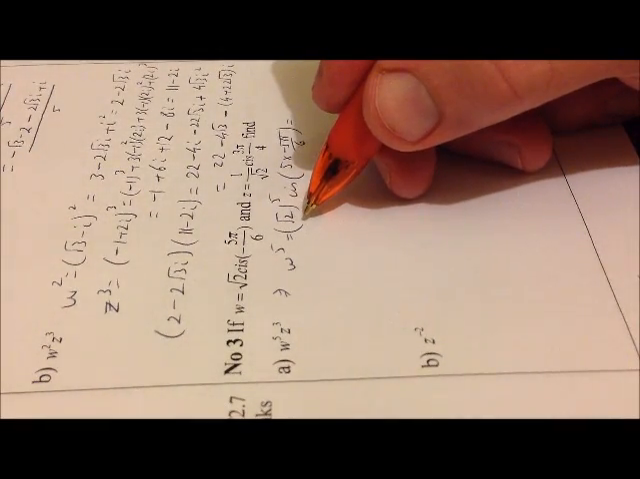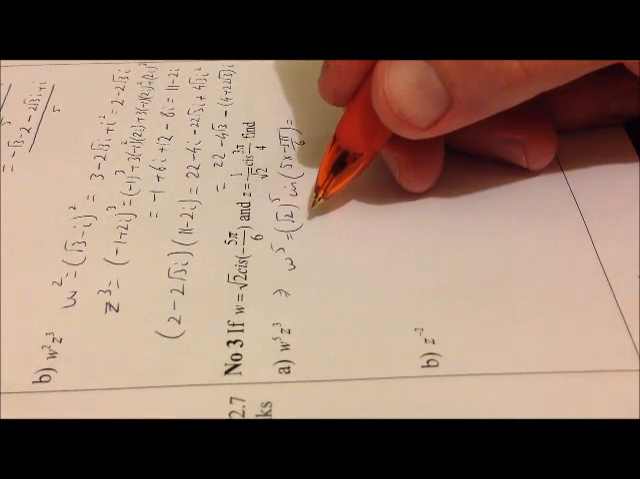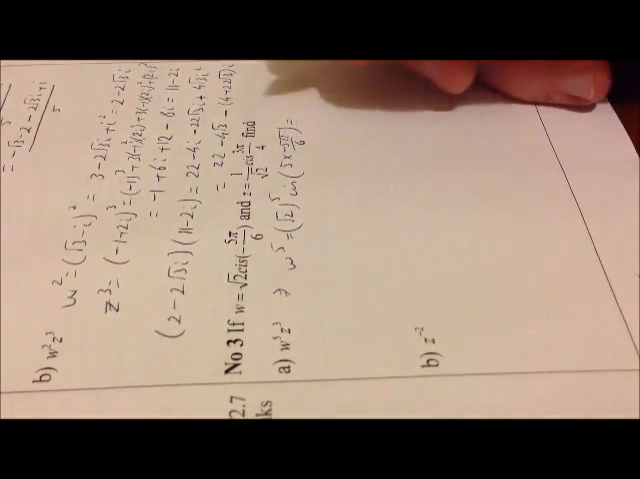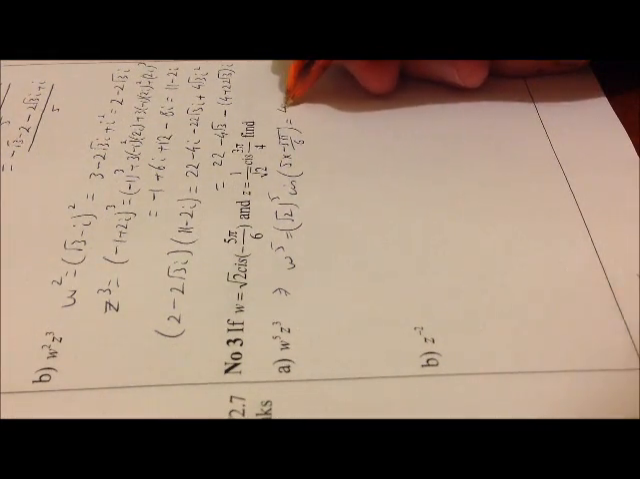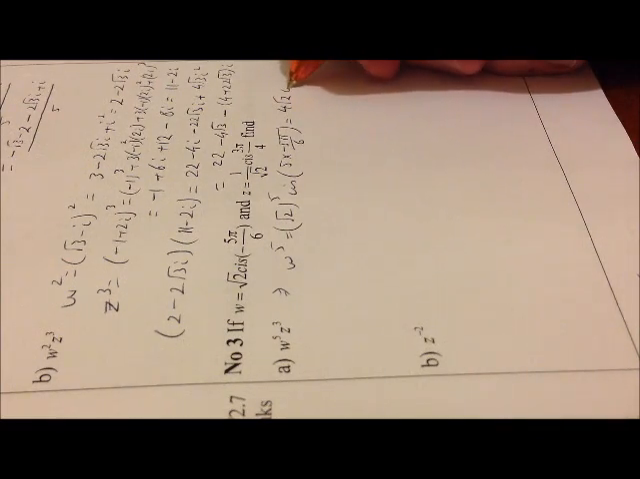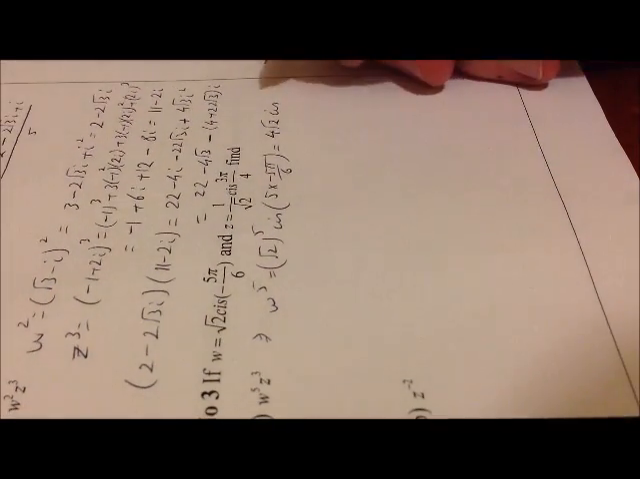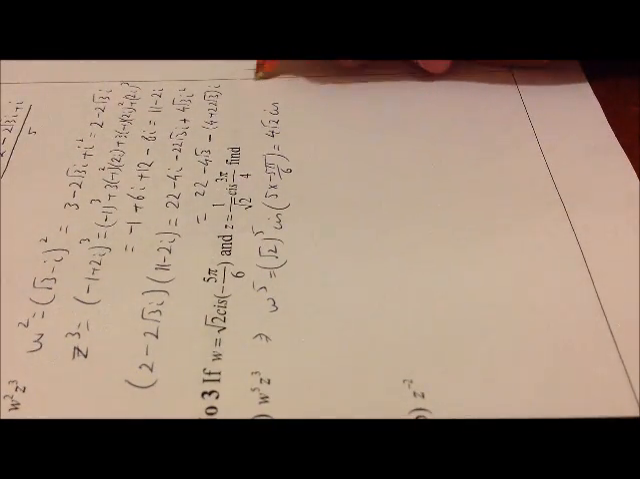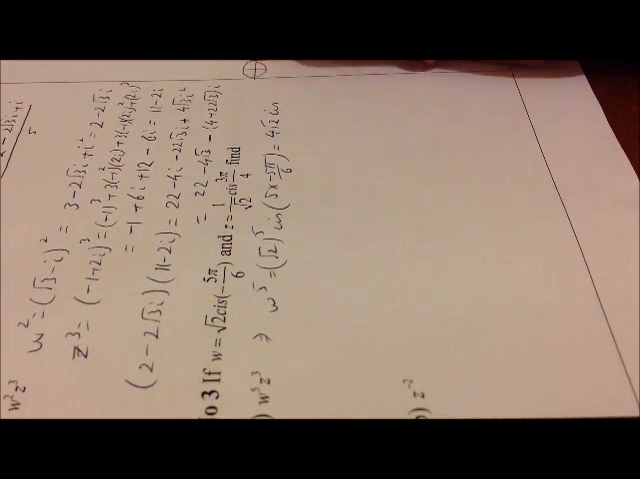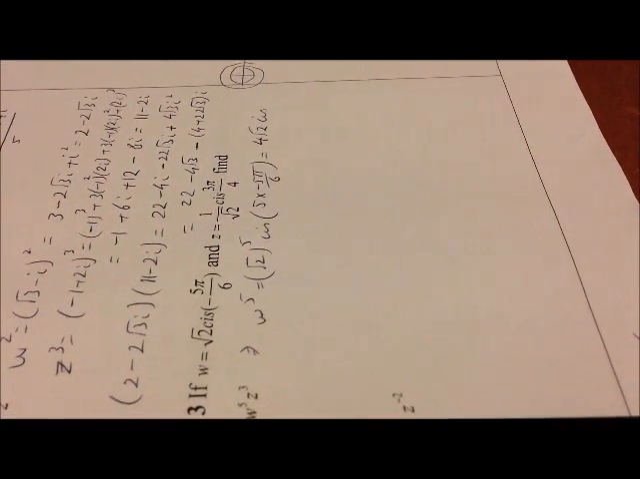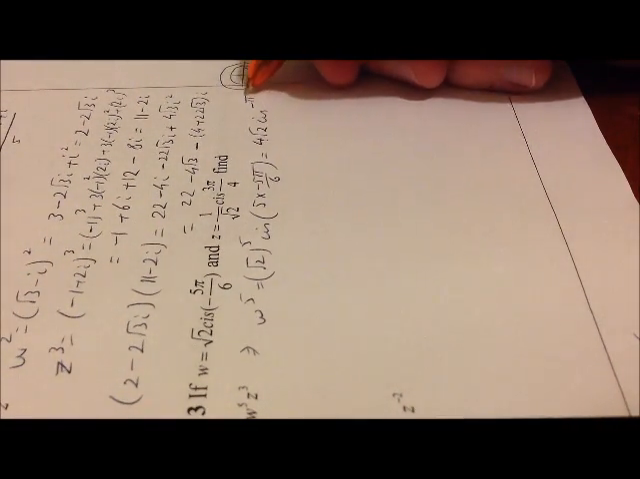Root 2 to the power of 5 is root 2 by root 2, which is 2, by another 2, 4. So you should end up with 4 root 2, and the angle says negative 25 pi over 6. Now negative 25 over 6 is negative 4 and 1/6. So therefore negative 25 pi on 6 is the same as negative pi on 6.